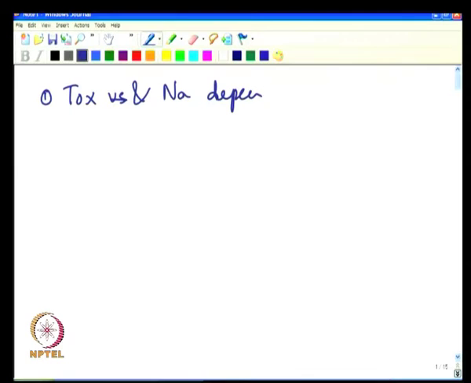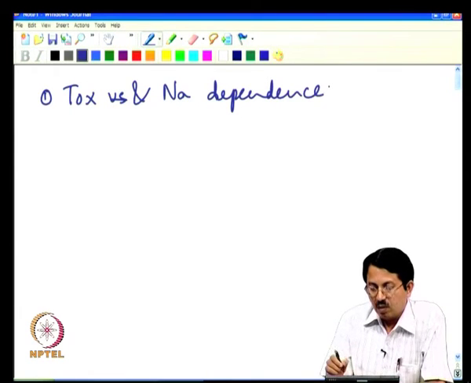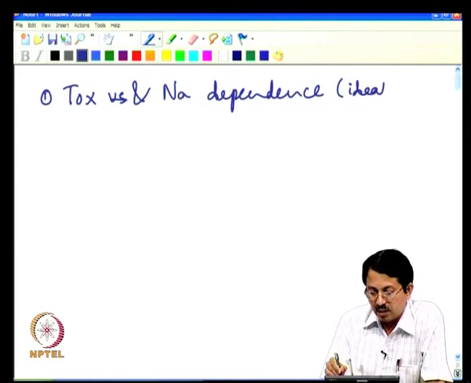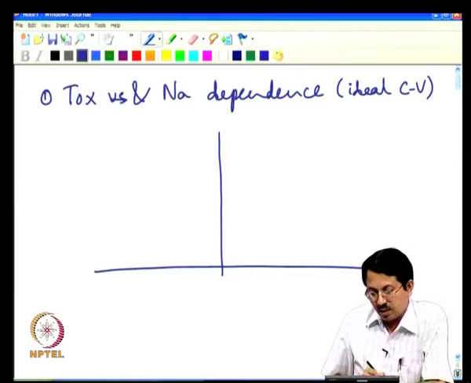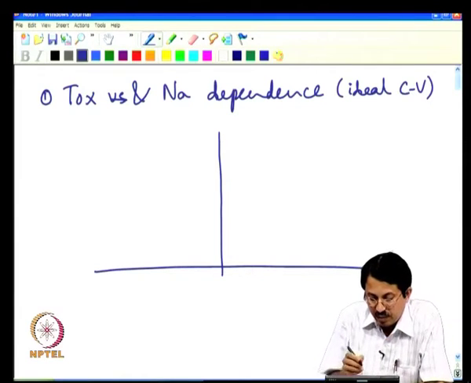All these are external characteristics, but the device itself can have different oxide thicknesses and different doping concentrations. So, let us look at the TOX and Na dependence of ideal CV. We are still discussing ideal CV. Let us consider high frequency capacitance; it would be similar for low frequency as well.